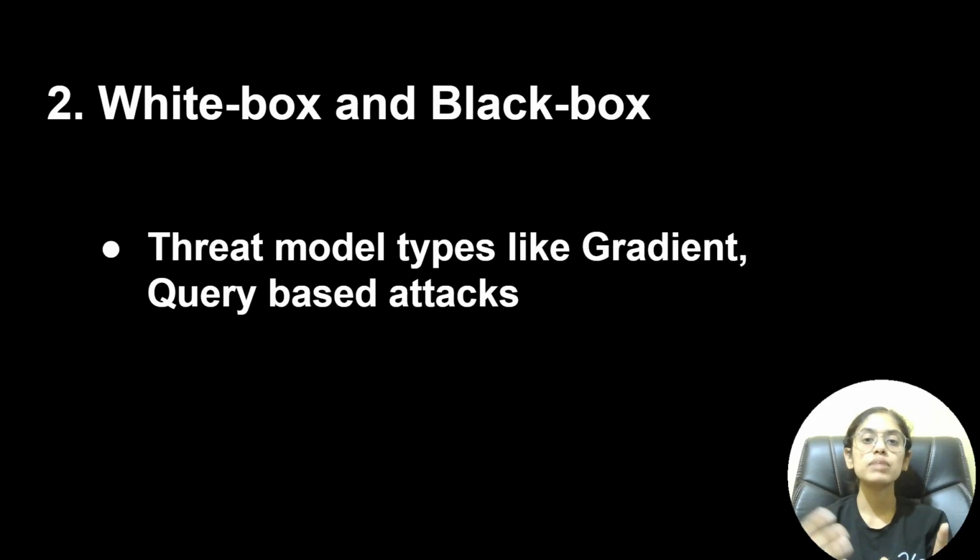Next is white box and black box testing. If cybersecurity aspirants are seeing this, you may already know, but the meaning is the same, only here you will be looking from the AI perspective. Okay. In the white box also, there are 4 to 5 threat models, and in the black box also there are 4 to 5 threat model types, like gradient, query-based attacks, etc.